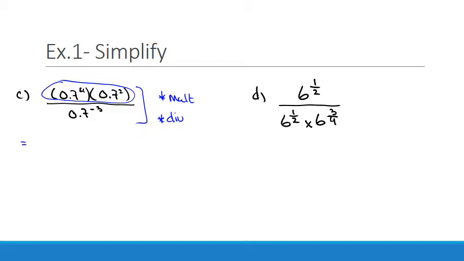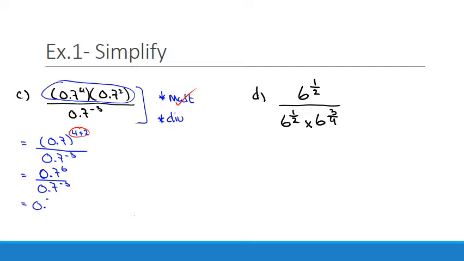All right, so I have a multiplication. I end up just actually adding my exponents. So 0.7 to the power of 4 plus 2, all over 0.7 to the power of -3. So 4 plus 2, I know that's going to be a 6. So 0.7 to the power of 6 divided by 0.7 to the power of -3. I've now done my multiplication. On to my division. Dividing, we subtract our exponents.